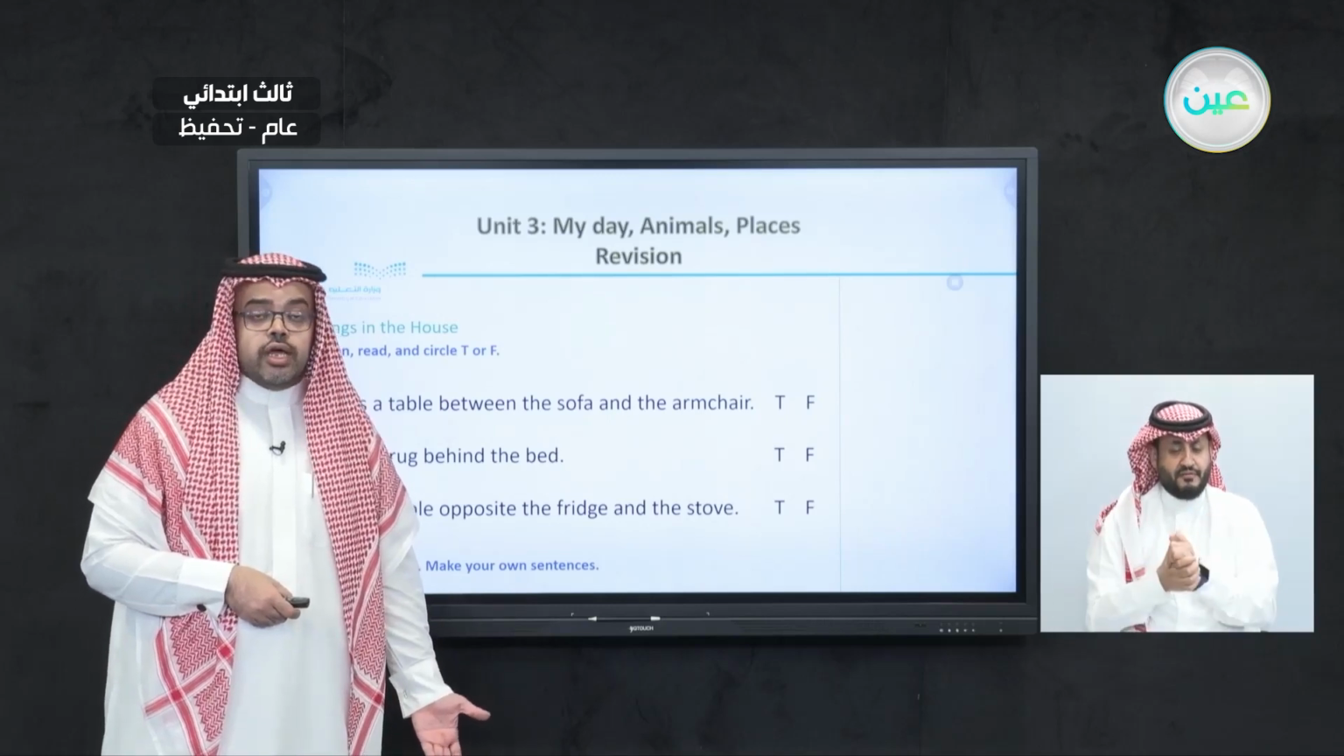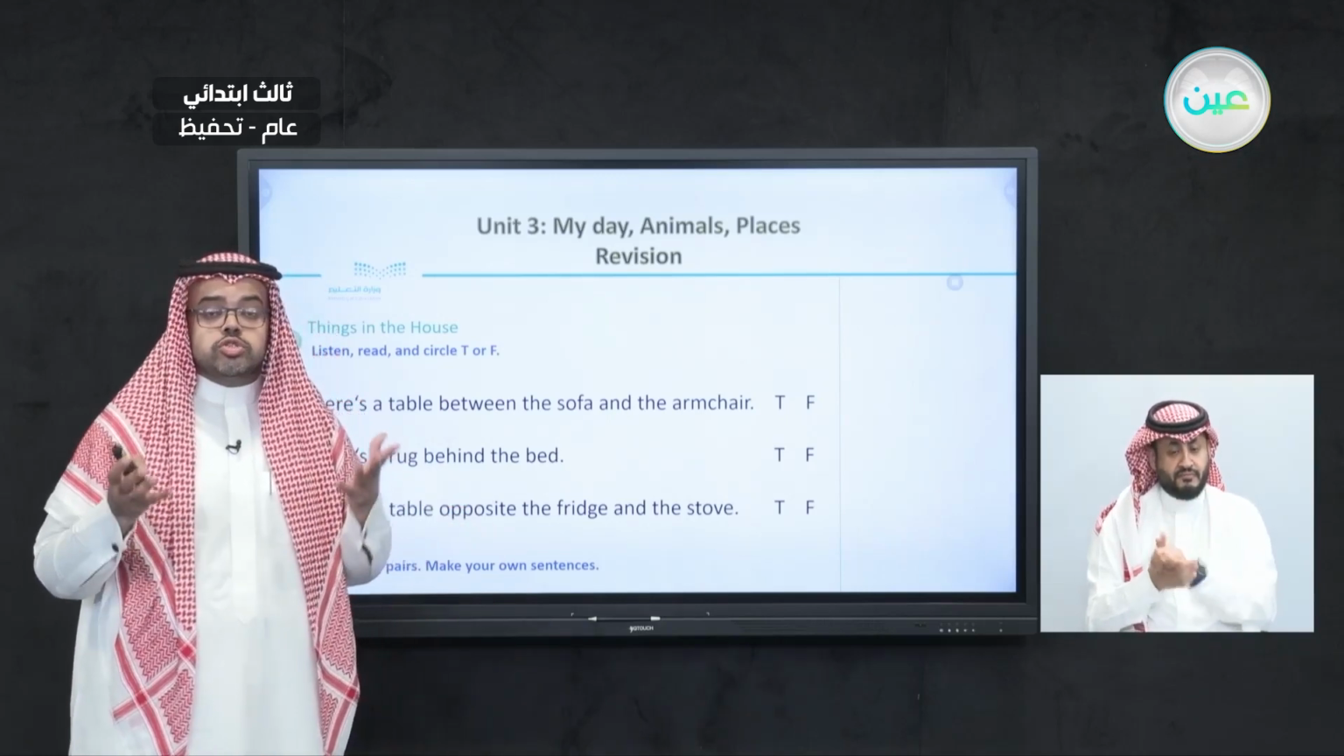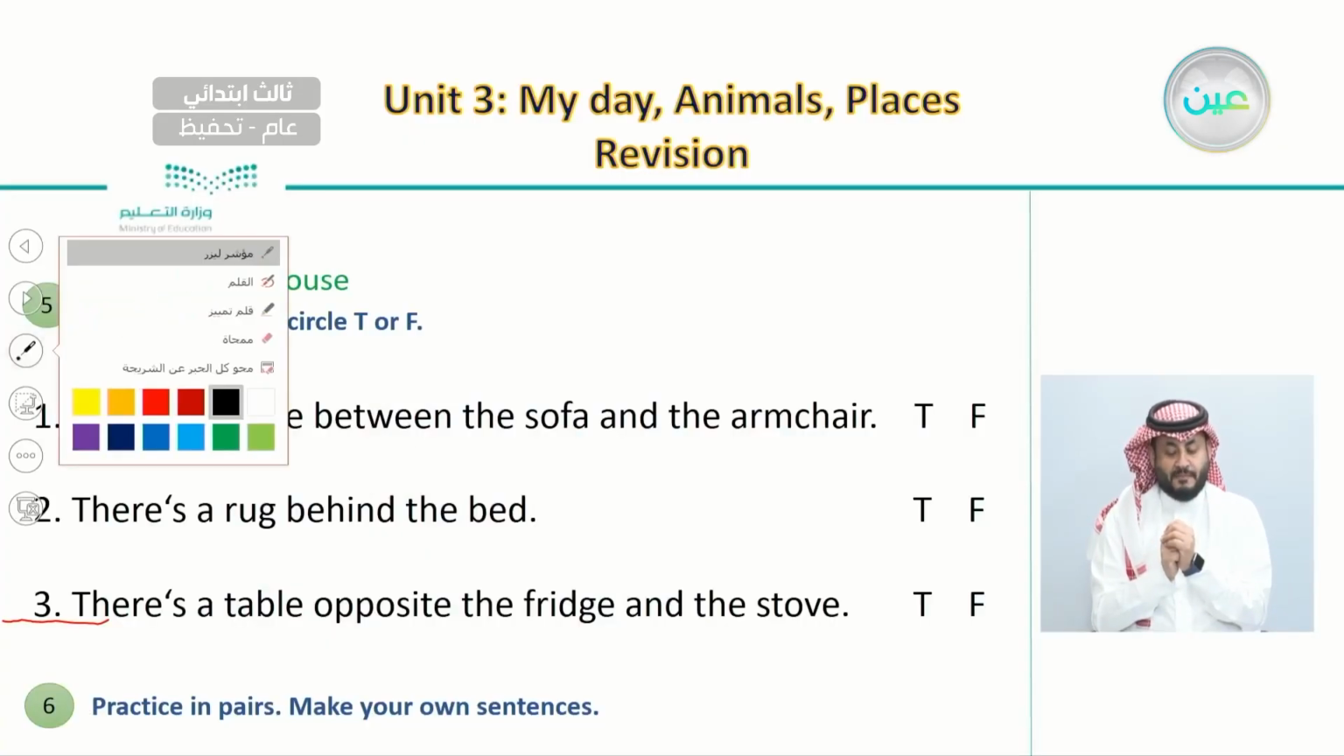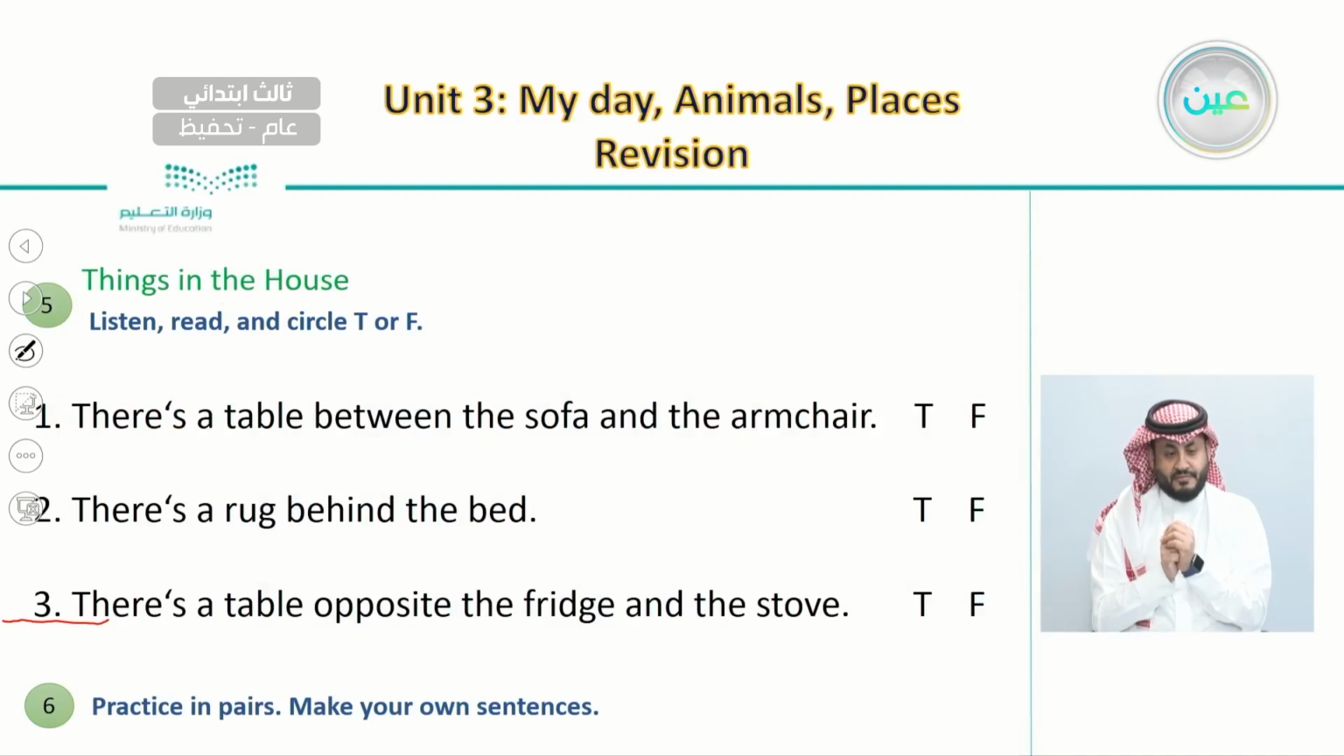The answer is T, which is true. Yes, we can see there is a table between the sofa and the armchair. So here we go, and we circle letter T. And what about the second one?